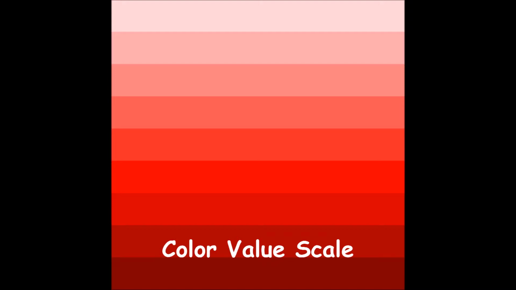And here is a color value scale. Can you see how the red at the top is nearly white? That end is said to be a high value. The end that is dark, nearly black, is a low value of the color red.